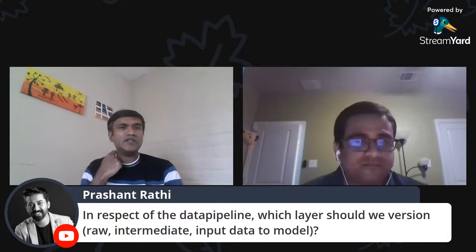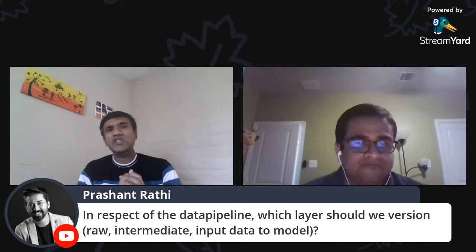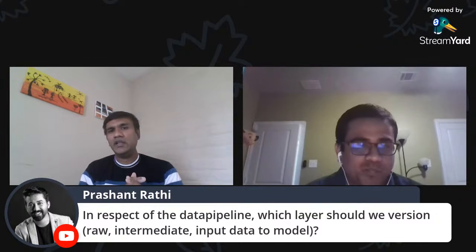Yep. So the next question is from Prashant. Prashant's question is in respect of data pipeline, which layer should be versioned? Raw, intermediate, input data to model. What do you think in your experience?